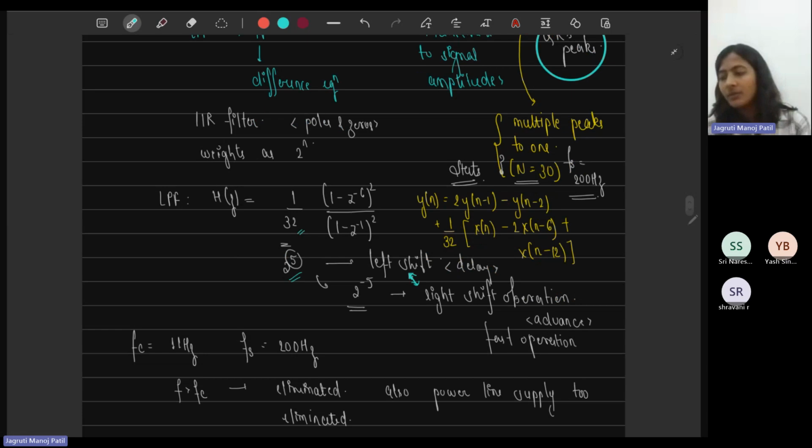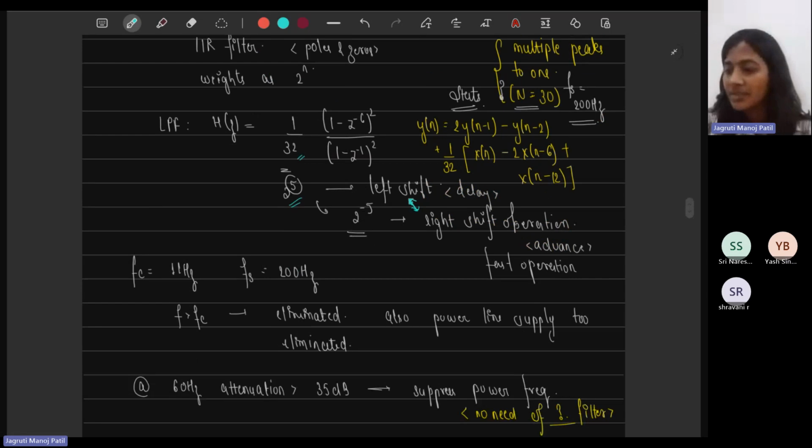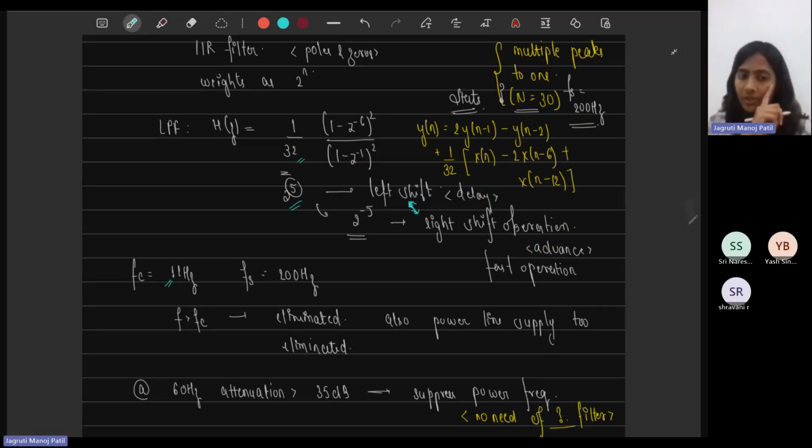If you take an advance of something, it is something you expect would happen before the time it's expected to happen. So that's a relatively faster operation. Here they propose that the center frequency of this particular algorithm was 11 megahertz and the sampling frequency was 200 megahertz. So at a particular frequency, in a particular cycle, you get 1 by 200 times of sample points or data points.